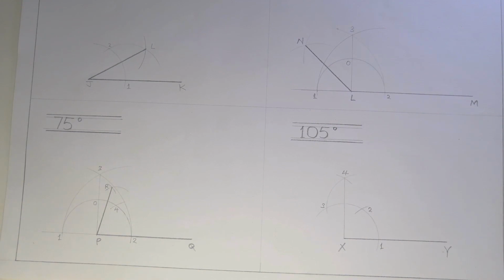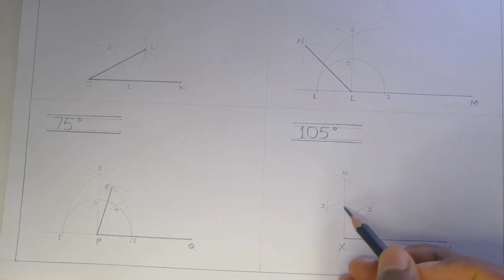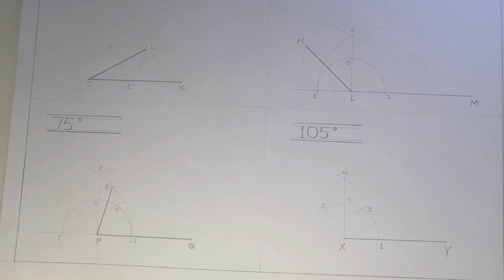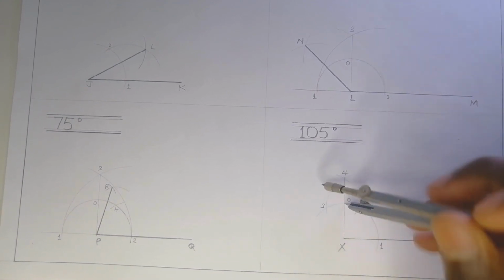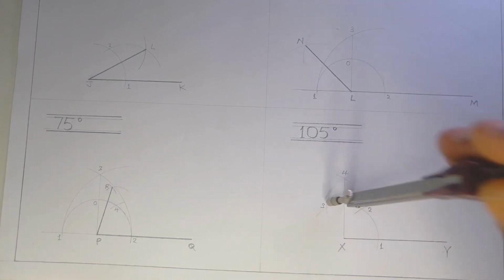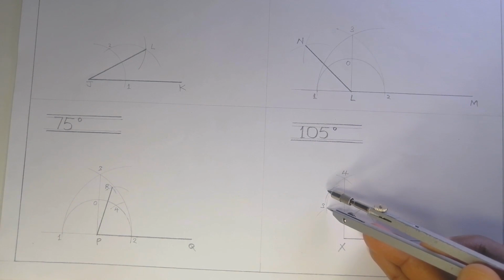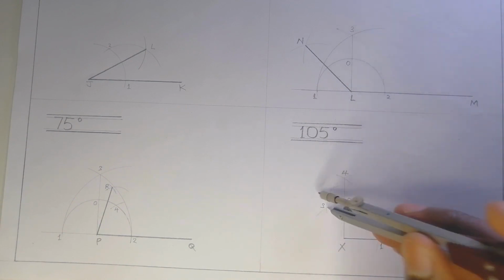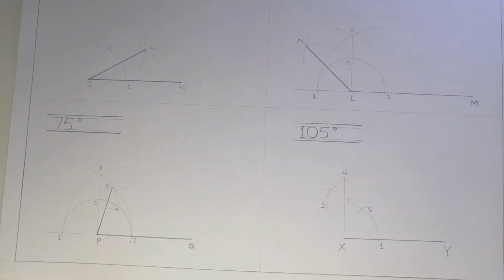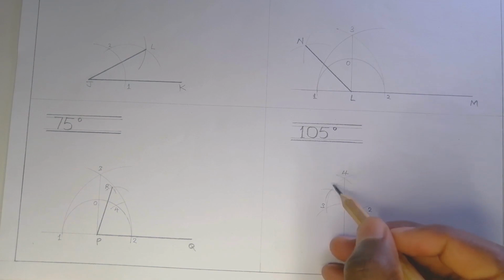Then, just like we did, we've just realized that if we bisect the angle between 3 and a point here, which is point O, we can have that 105 degrees. So we'll stand at point O, open to that point 3, strike an arc, then stand at point 3, strike an arc. You can see we now have a point which we can call Z.